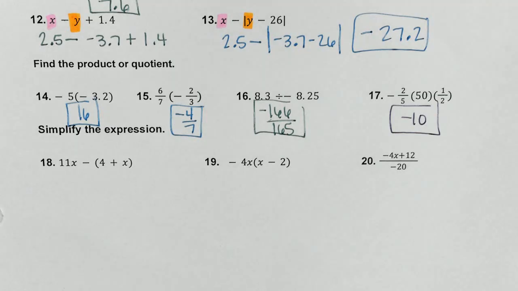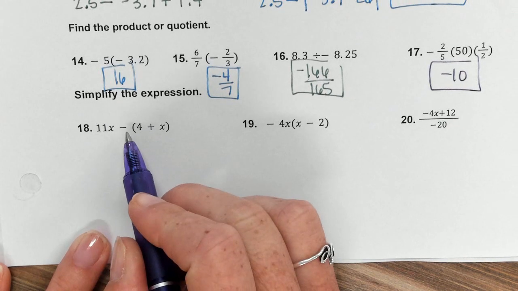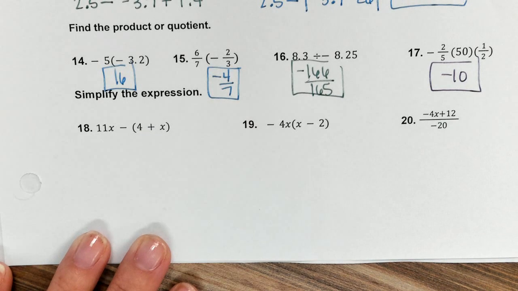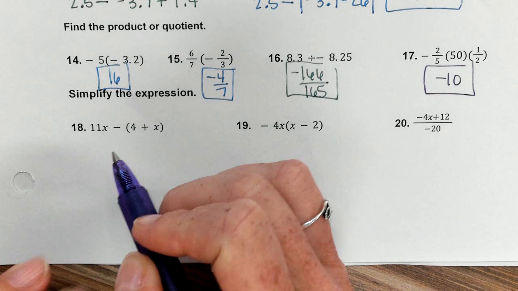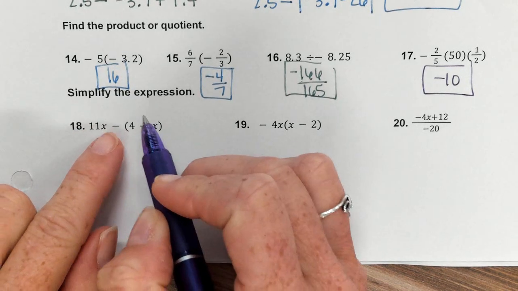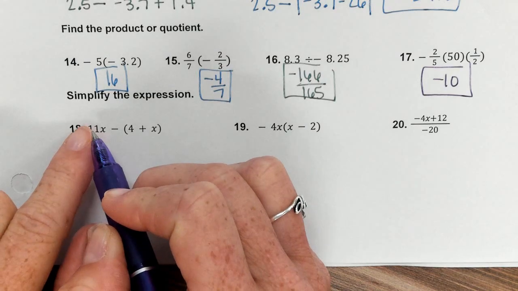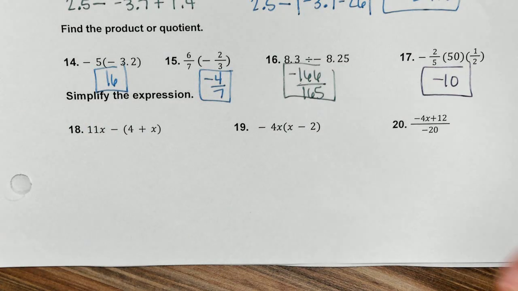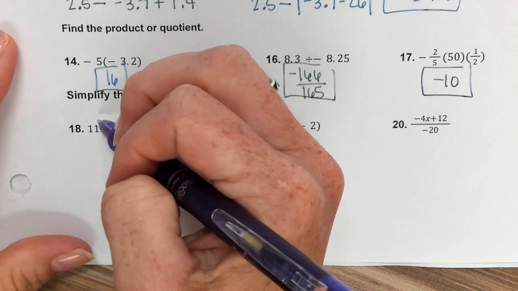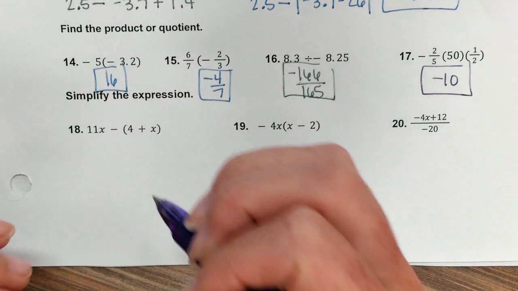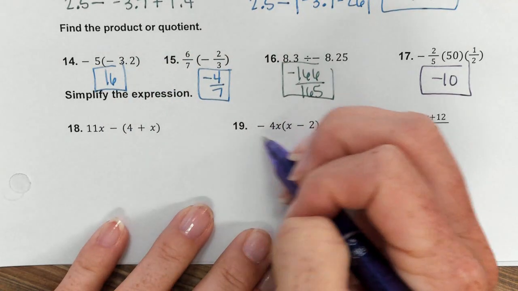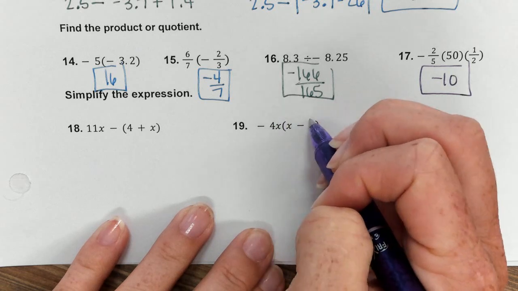Okay, this next part is probably the more challenging part, so please tune in and pay attention. Here I have 11x minus everything in parentheses. Well, this is basically saying that you're going to subtract everything in parentheses from 11x. So you're basically just going to distribute the negative. You are not distributing the 11x. Remember that distributive property works like this one where you're multiplying.